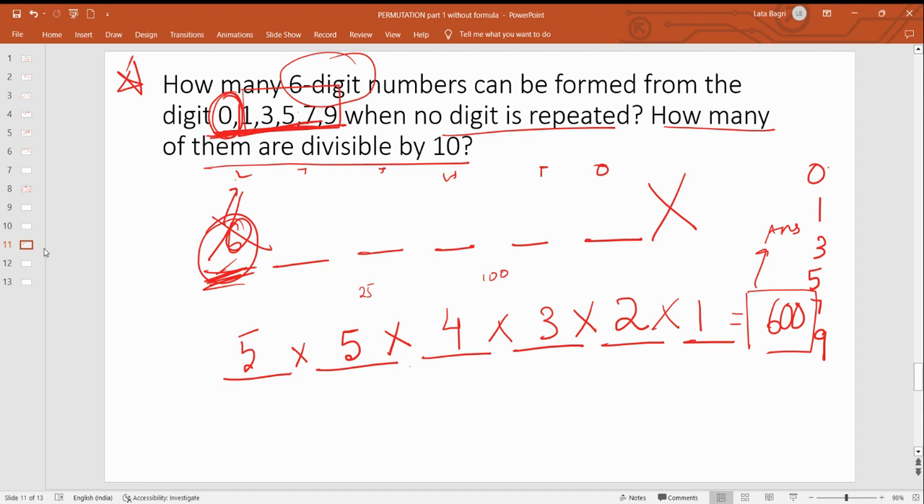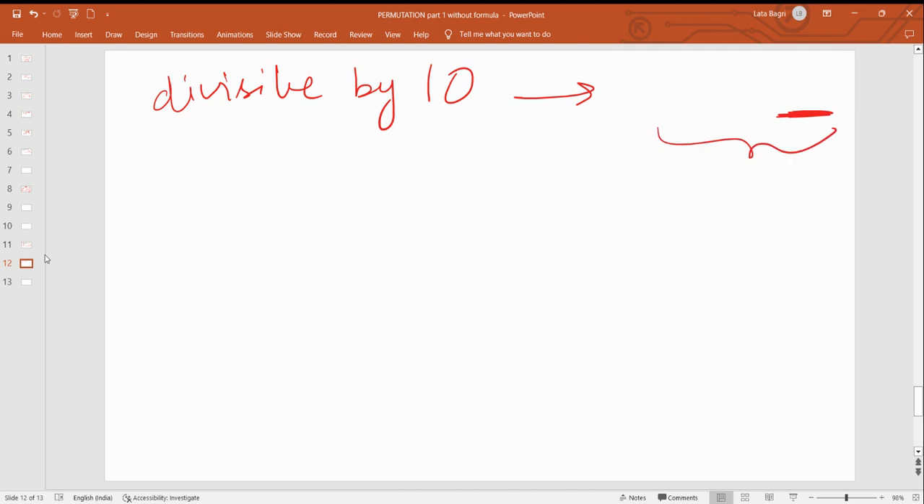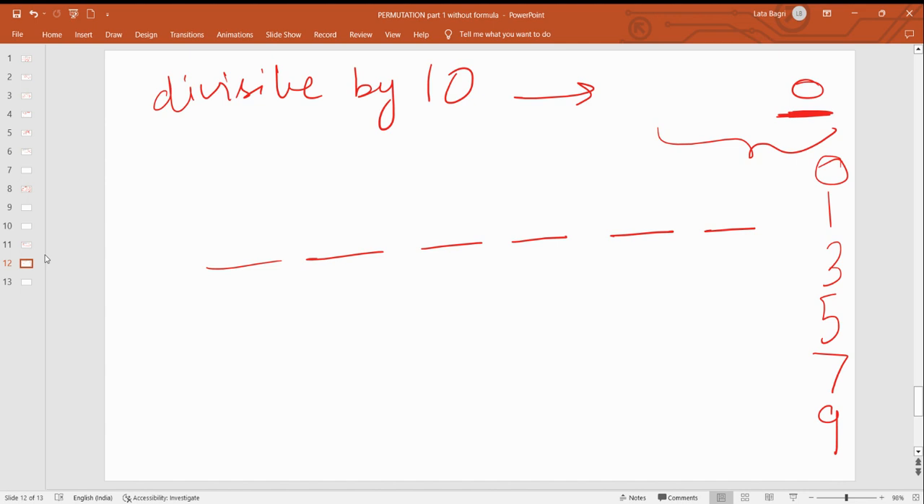Now look at this. A very interesting question they are asking. How many of them are divisible by 10? So I'm using another style. For a number to be divisible by 10, what is the condition? The last digit of that number should be 0. Okay. So see, this is any six digit number that we form using 1, 3, 5, 7, 9, and 0. So this place has to be 0. Okay. So let me fix 0 over here.